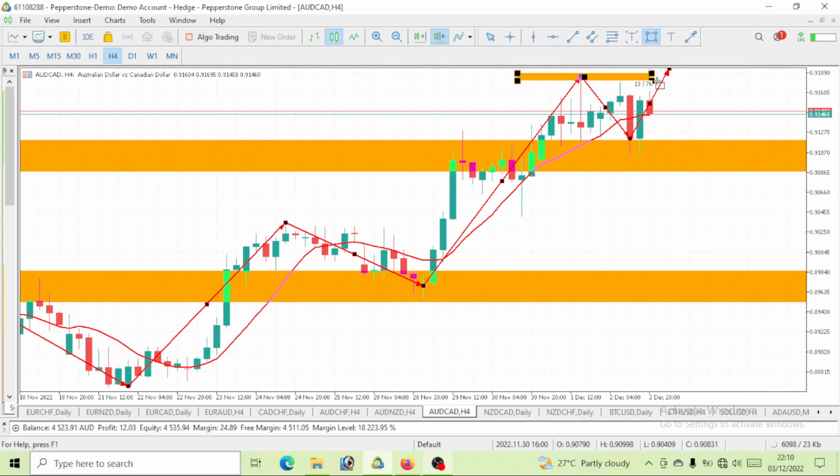You can also possibly wait for this high to be broken. Once this previous high has been broken, and price moves and breaks it, then you can go ahead to take this trade, or you can possibly go ahead to take this trade now because a pullback has occurred. So it just depends on how you want to take this trade. Above all, this week we should expect AUD/CAD to close bullish.